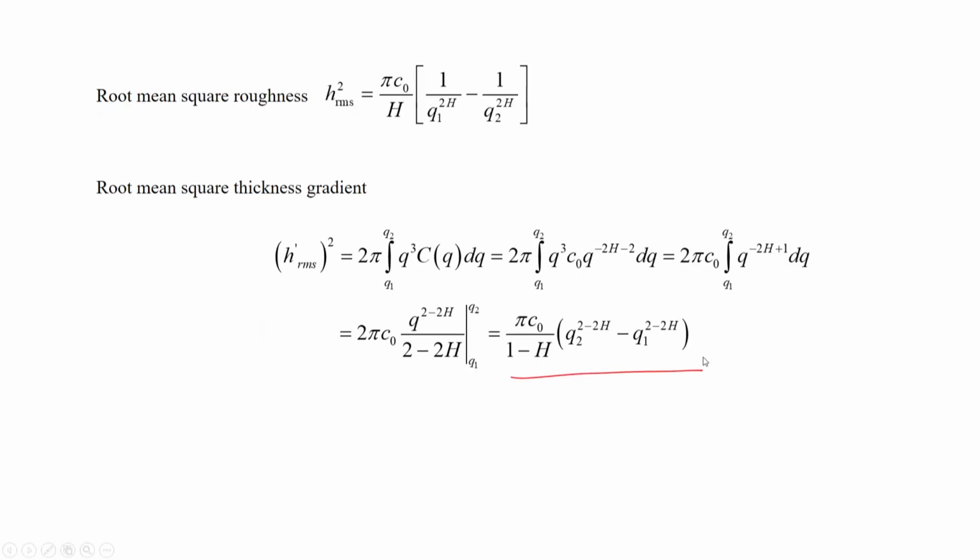So you see, if you know q1 and q2, what value you would like to use depends upon the range in which you want to obtain this h dash RMS, and you know this Hurst exponent h, so you can obtain this value.